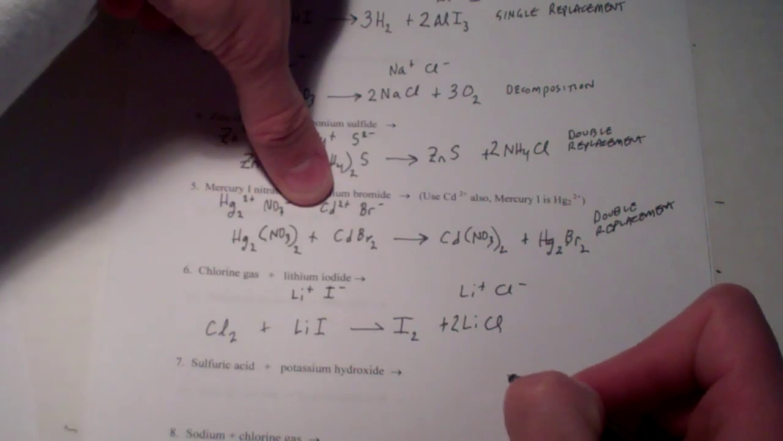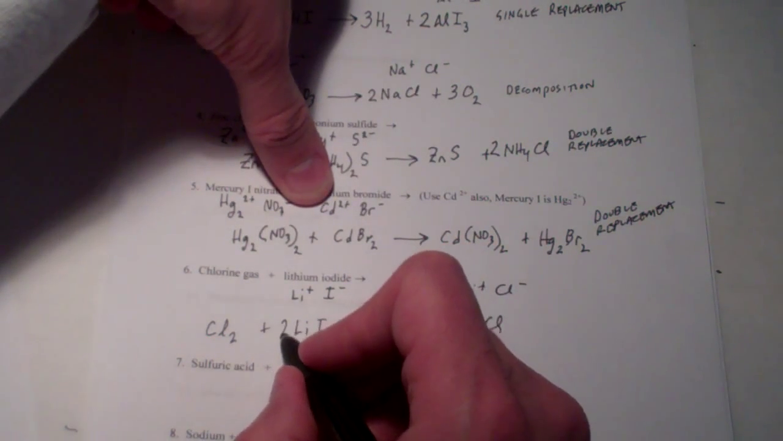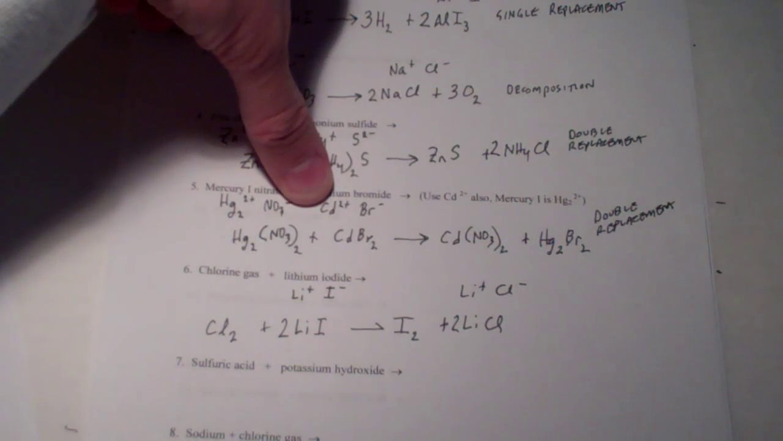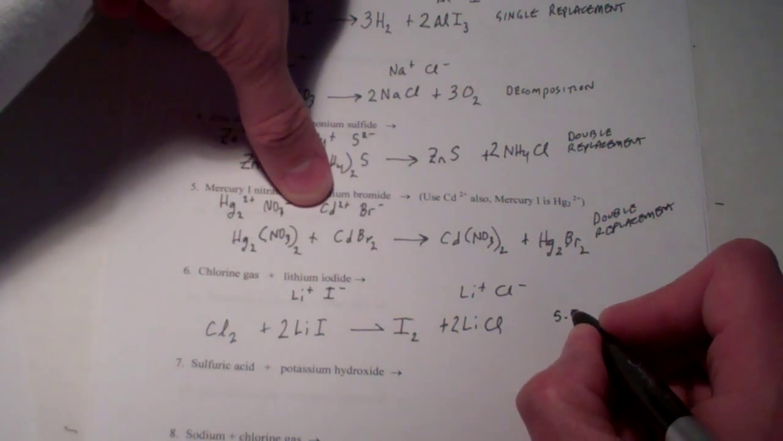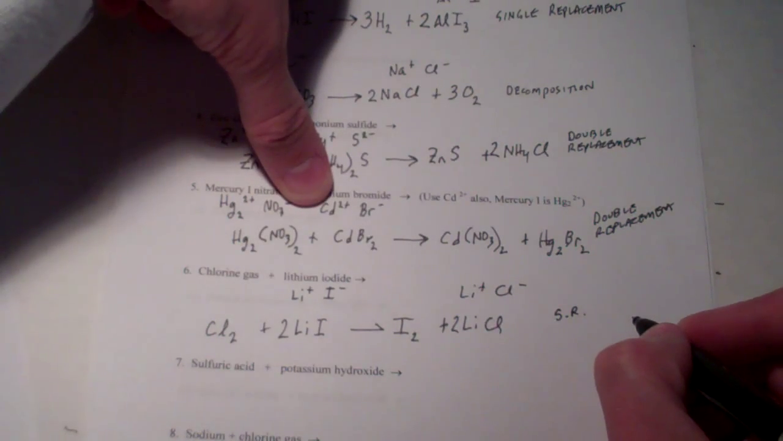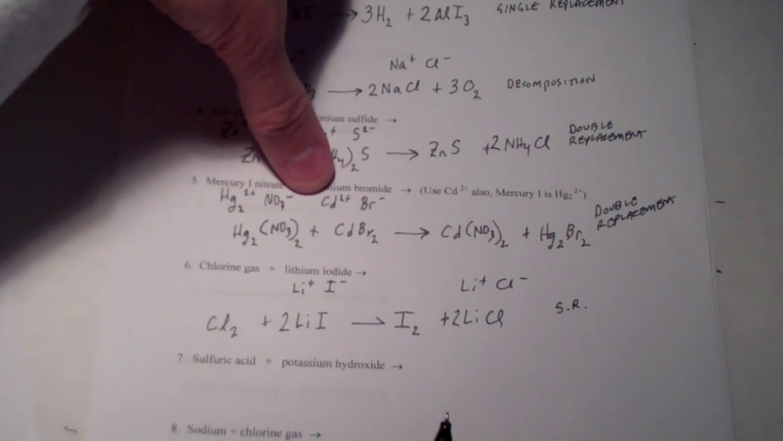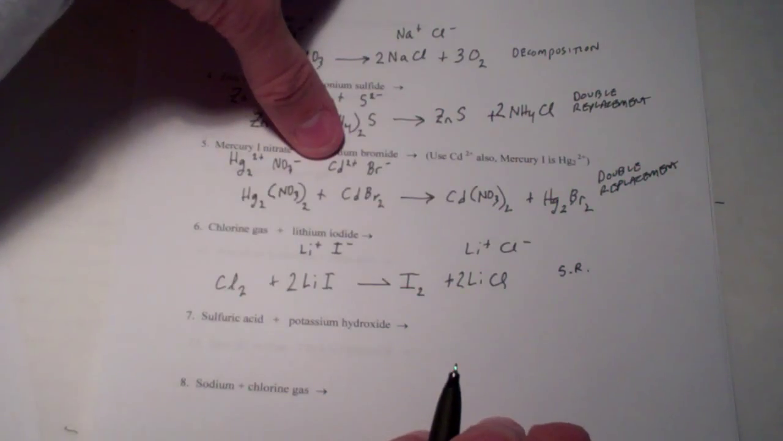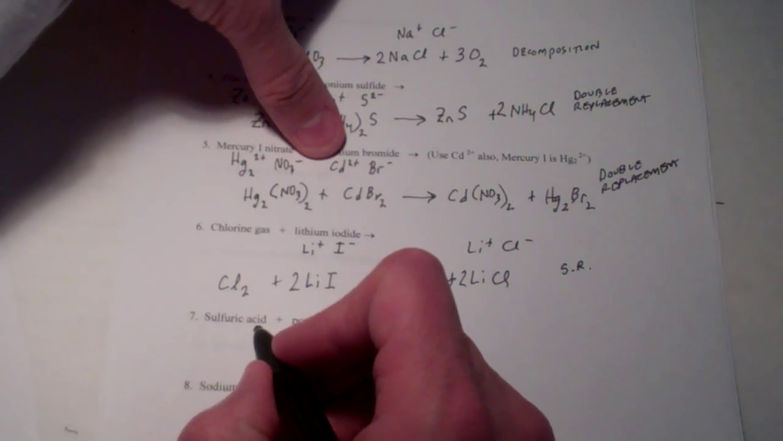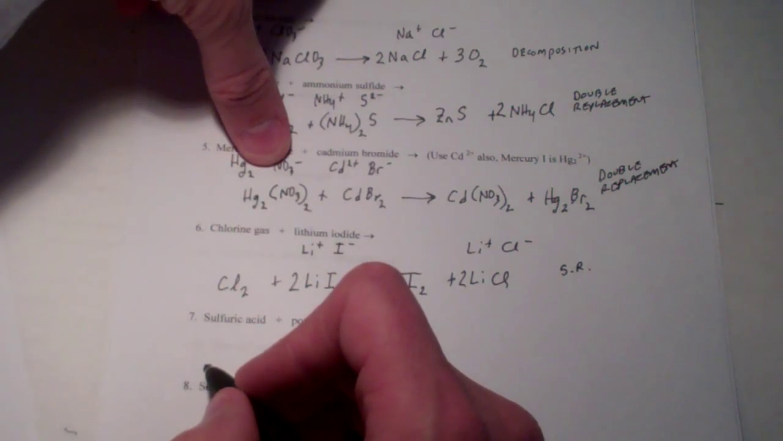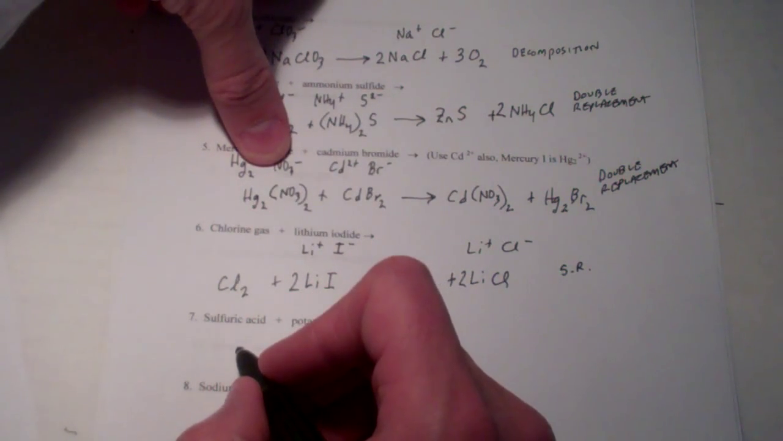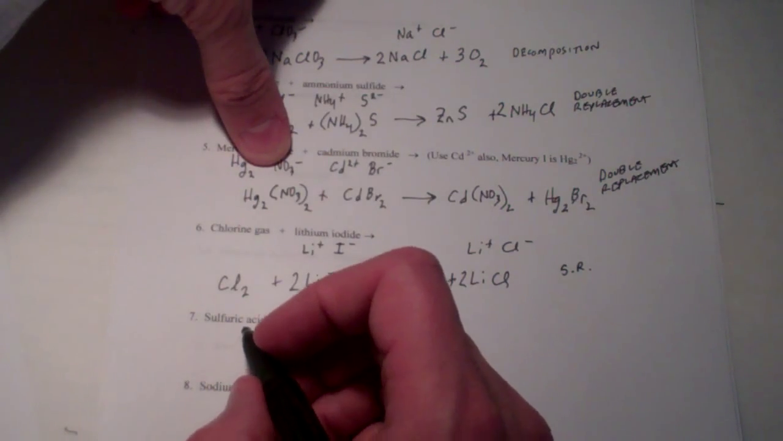This is easily balanced. We'll put a 2 in front of LiCl and a 2 in front of LiI. This is, of course, as we mentioned, an example of a single replacement reaction. Okay, next up, sulfuric acid. Now, sulfuric acid is not a binary acid. It does not begin with hydro. So this is called an oxy acid or a ternary acid.